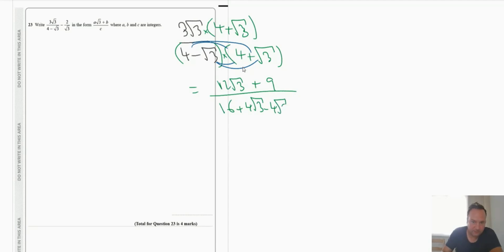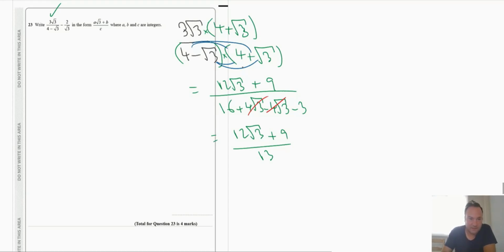Hopefully, you guys are familiar with how this all works, especially this being a higher GCSE paper. The 4 root 3s cancel out. So we've successfully rationalised the denominator. We've got 12 root 3 plus 9 over 13. Okay. So straight away, we can put a tick next to this top term. Excellent, nicely done. Next, we've got minus 2 over root 3.